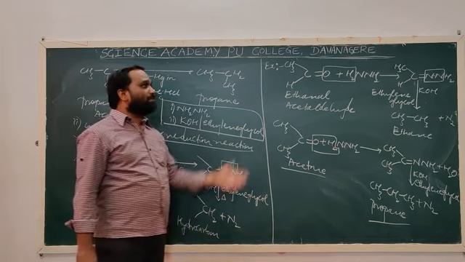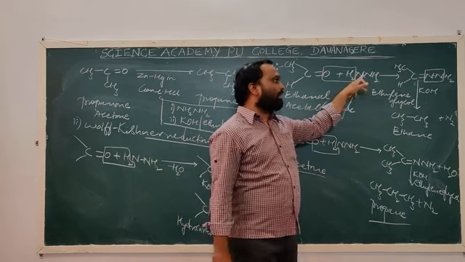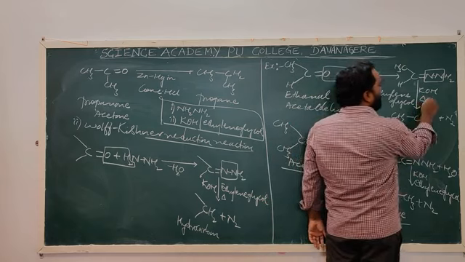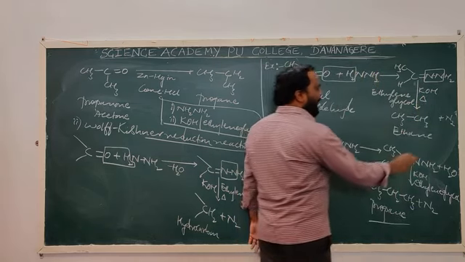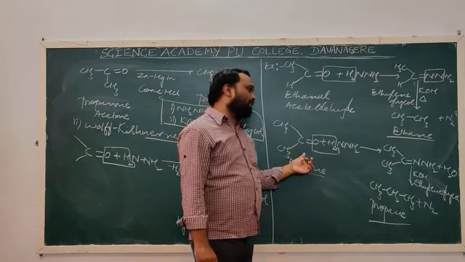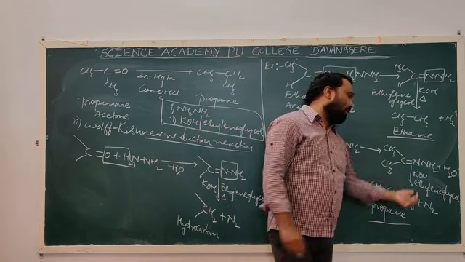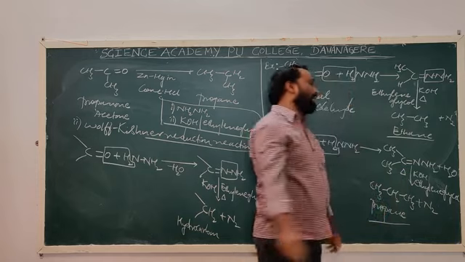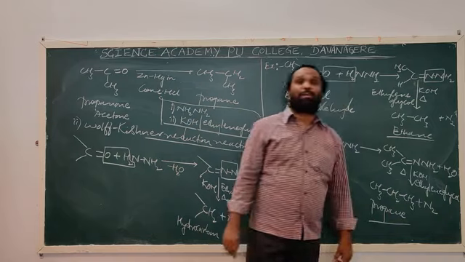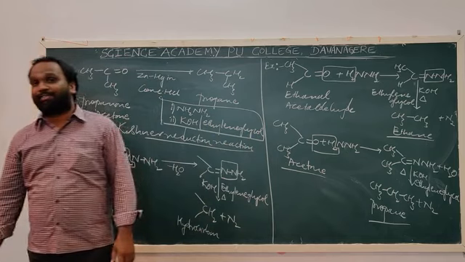It gives a hydrocarbon. Example, acetaldehyde reacts with hydrazine and gives acetaldehyde hydrazone. On heating with KOH and ethylene glycol, it gives a hydrocarbon called ethane. Similarly, acetone undergoes condensation with hydrazine and gives acetone hydrazone. On heating with KOH and ethylene glycol, it gives off nitrogen, forming propane. See, these two named reactions are very, very important.